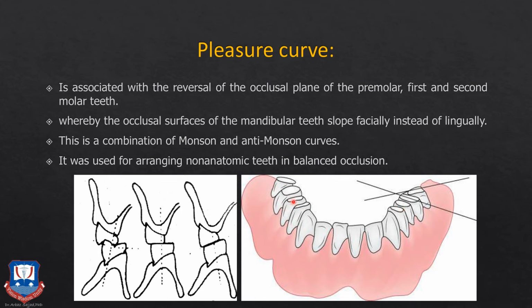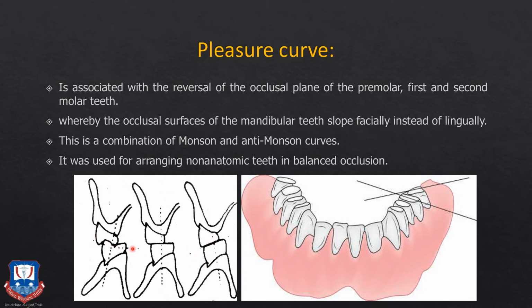There are no cuspal inclines, and in old dentures, in patients who have been wearing dentures for 10 years, 15 years, there is attrition or wear of the occlusal surfaces, and we get to see what is termed the Pleasure curve. So in this type of curvature, the maxillary premolars are tipped buccally, that is, the first premolars and the second premolars. The mandibular first molar has a flat occlusal plane, that is, it is neither tipped buccally nor lingually, whereas the mandibular second molar has an occlusal surface which is sloping facially.